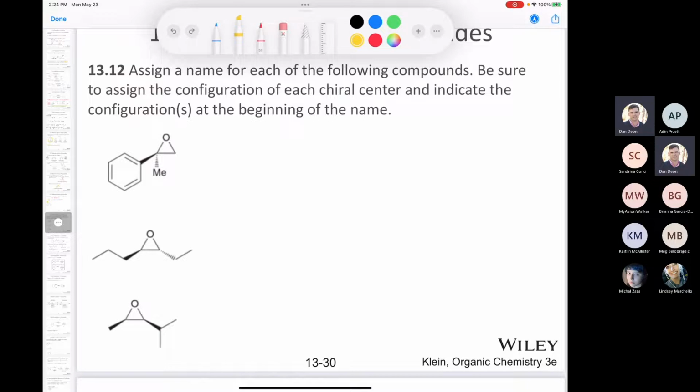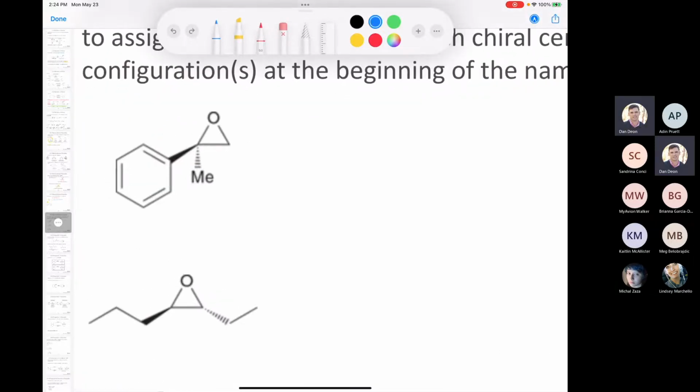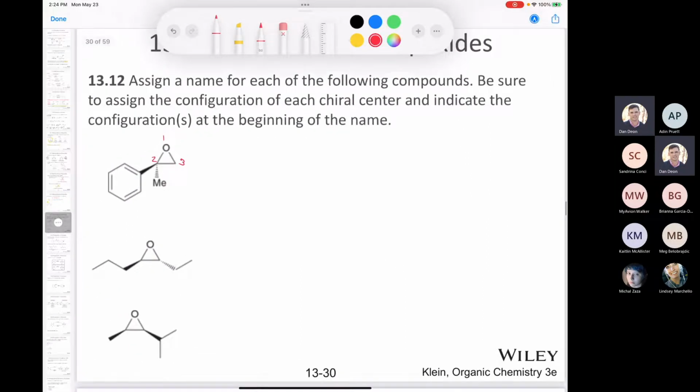And we'll start by naming it as an oxirane. So we have our oxirane, which is our 3-membered ring here. Number 1 would be here, number 2 would be here, number 3 would be here. So I've got a 2-methyl and a 2-phenyl. M comes before P in the alphabet, so we'll call this a 2-methyl 2-phenyl oxirane. And then we've got to figure out what the stereochemistry is. Is it R or is it S?